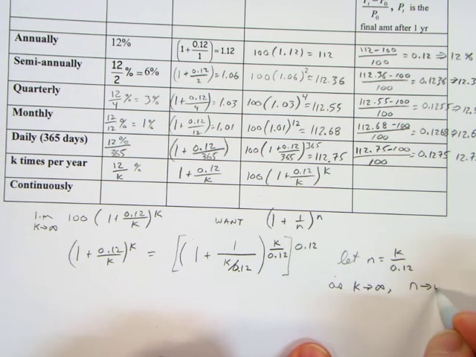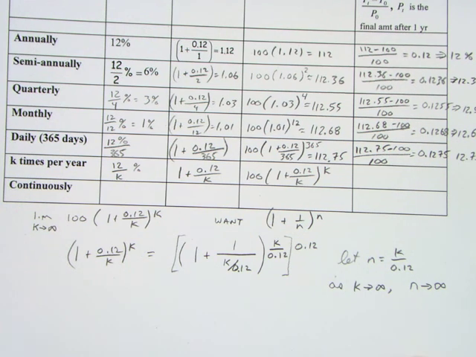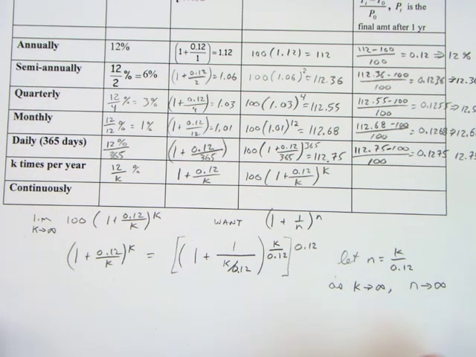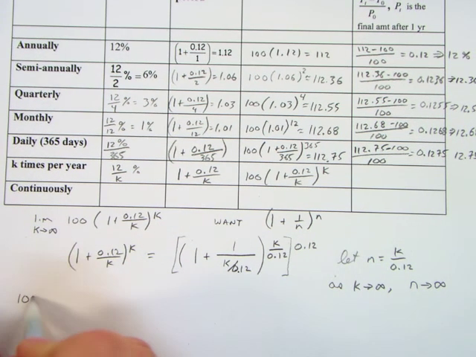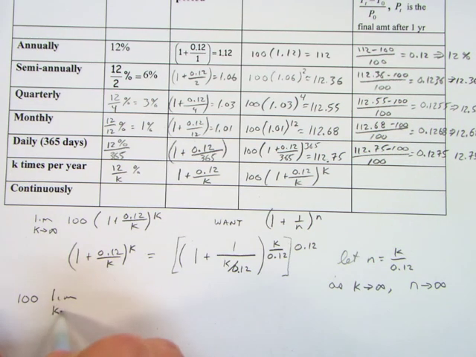So now let's take a look at this. I'll pull this 100 out, and that's one of the rules for limits. And we're not going to spend a lot of time again on limits right now, but this is something that is good to know.